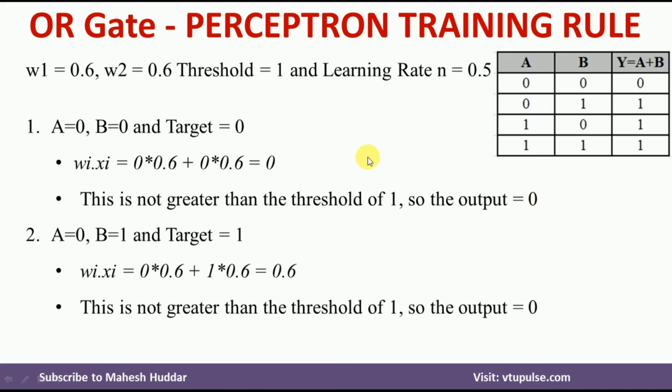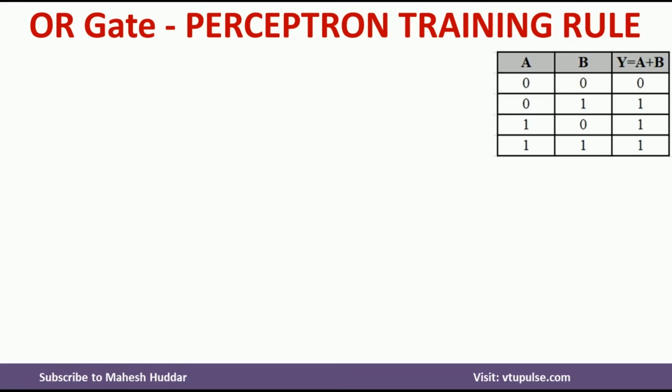We consider the next example. In the next example, A is 0 and B is 1. Target is set to 1. Again we calculate the summation term: 0 into 0.6 plus 1 into 0.6, which is equivalent to 0.6. 0.6 is not greater than the threshold value 1, hence the output is set to 0. The output and the target do not match, hence we need to update the weights. The weights can be updated with the help of the perceptron training rule.